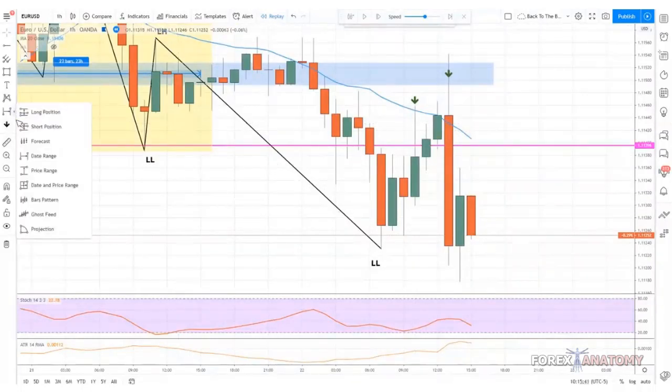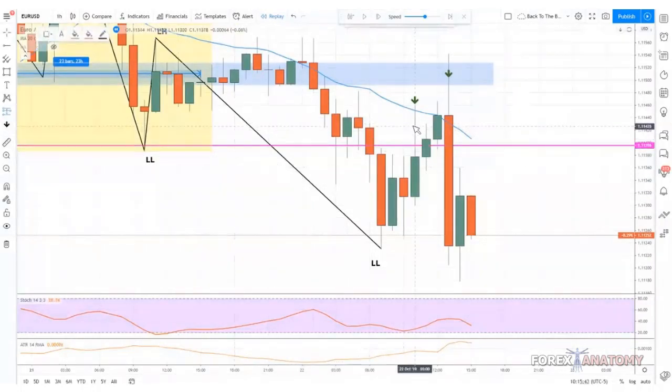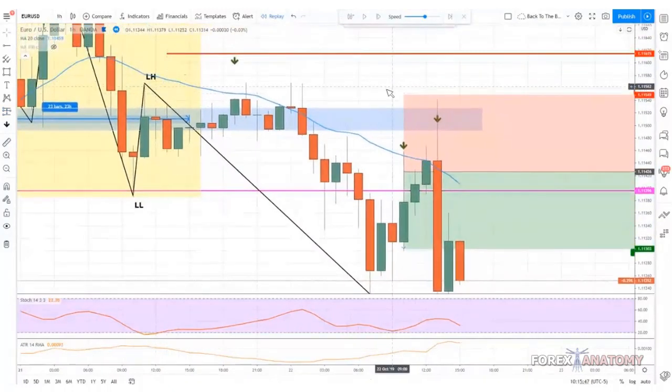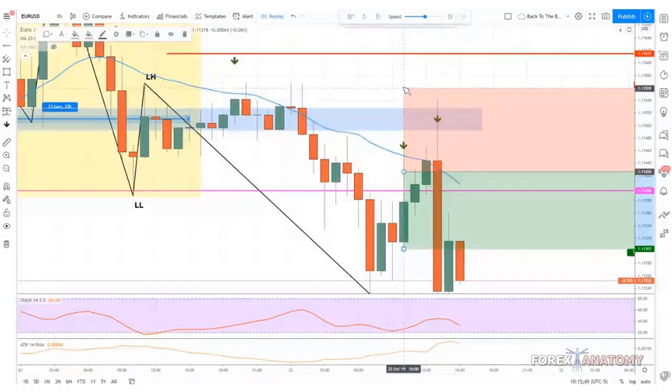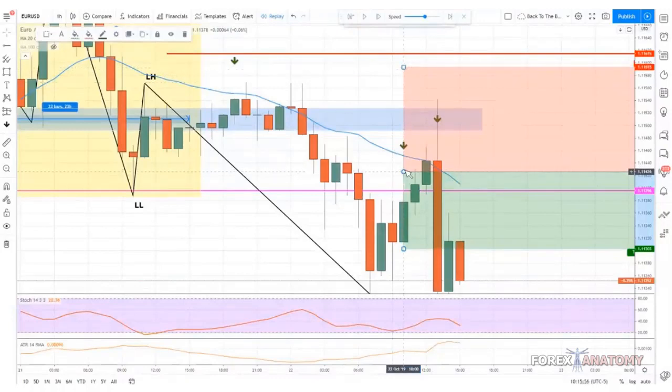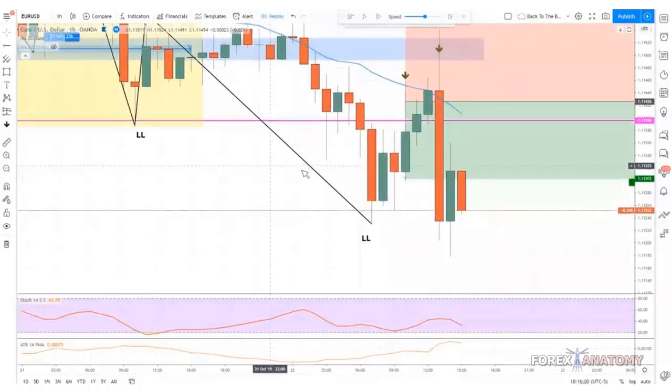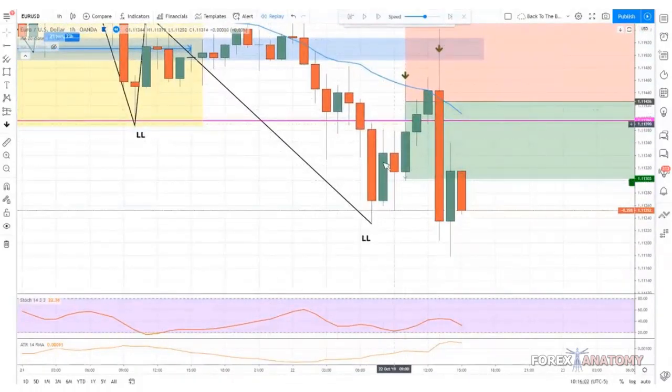So even if you would have entered right around here, let's just say we entered a short right around here when price made this high, we placed our stop above this high. Or we can even place it at the very high if we wanted to, but let's just do it a little bit above the high. And let's just say that we wanted to trade this lower.